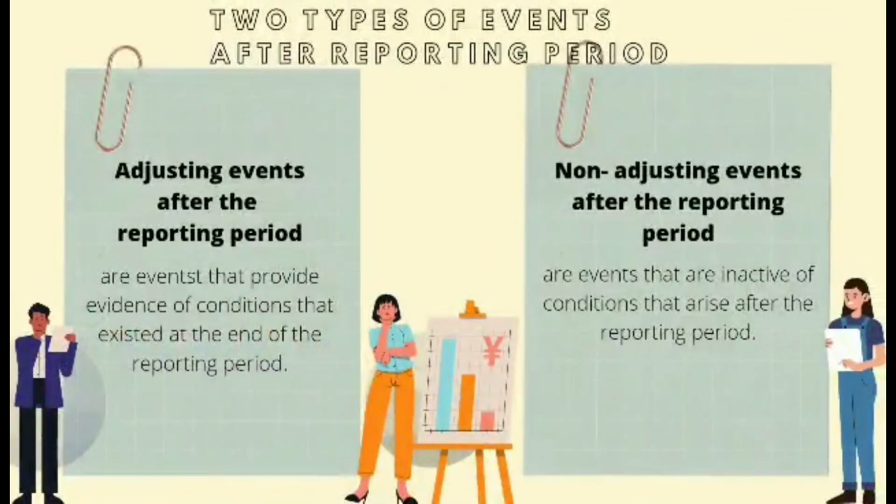There are two types of events after reporting period. Adjusting events after the reporting period. These are the events that provide evidence of conditions that existed at the end of the reporting period. And non-adjusting events after the reporting period. Ito naman yung events that are indicative of conditions that arose after the reporting period.